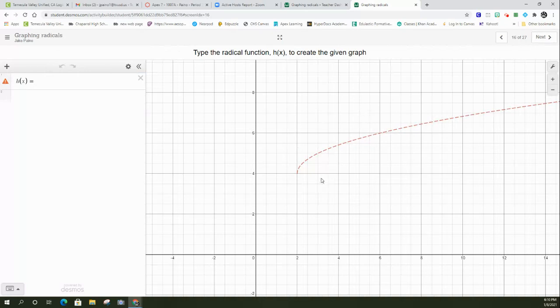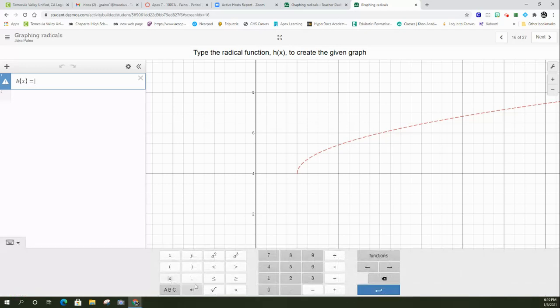All right, now what about this one here? Now I've shifted 2 spots to the right and up 4. So same thing, let's start with the square root. We're going to start with the assumption that a is 1. If we have to change it, we'll change it at the end. So x minus 2, and you can see that it shifted it over 2 spots to the right, and now up 4, plus 4. And we got it. So just by matching that initial point, we see that we can match the graph to the equation of the function.